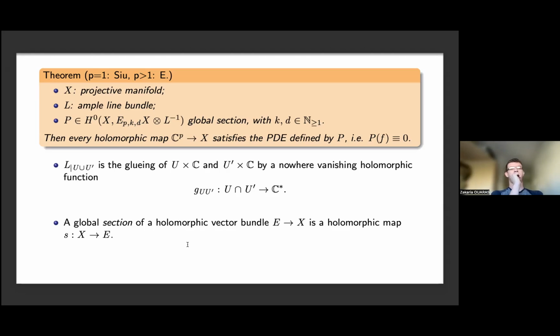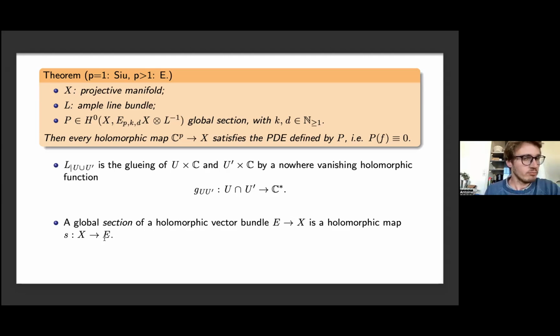Okay. So by global section of any holomorphic vector bundle, we mean a holomorphic map from X to E. So what does it mean? It means that to any point of X, we associate a vector in the fiber above X. And we require that this depends holomorphically on X.